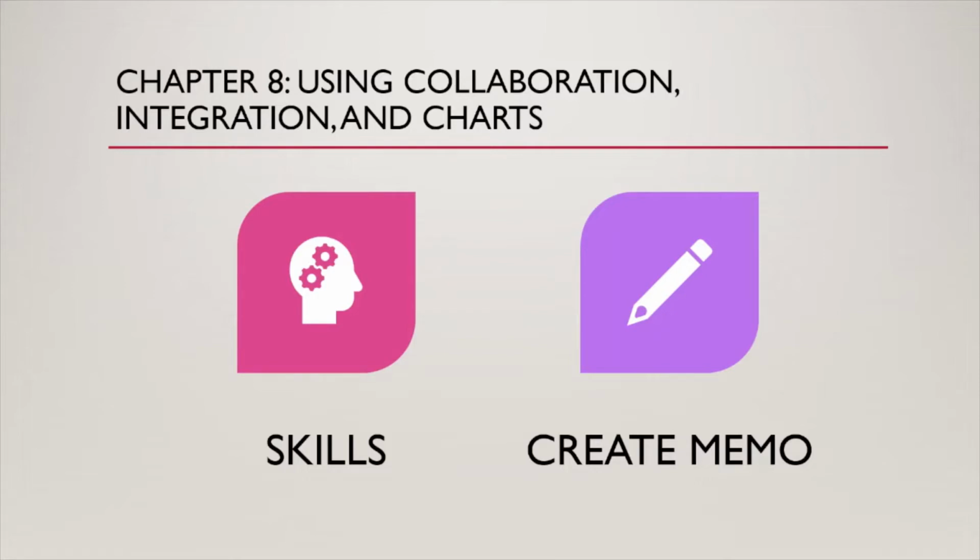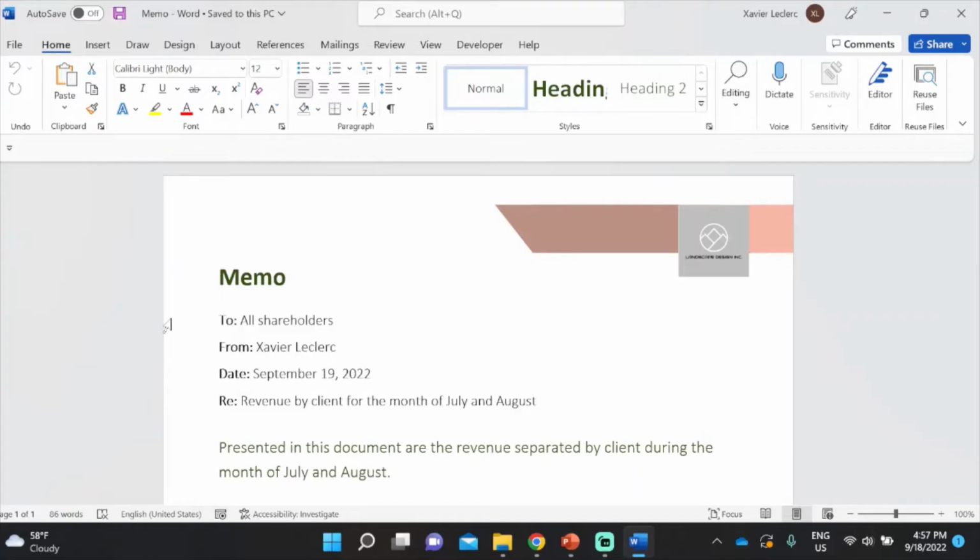So during these 5 different tasks, we learned everything from formatting tables and charts to working with an Excel spreadsheet in a Word document. That's what we'll exemplify in the memo that we created in our company. The memo is a great tool we use to share with our shareholders different pertinent information. In this case, this month, we wanted to share the revenue separated by clients for the month of July and the month of August. That's what we did.